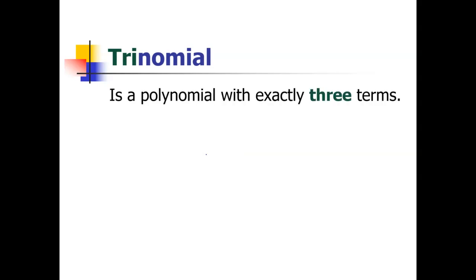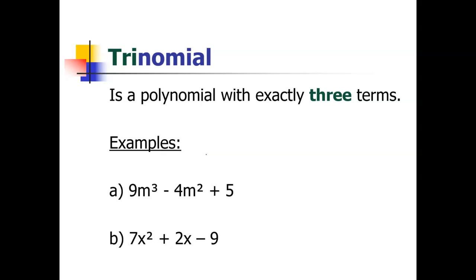Trinomial. A polynomial which has exactly three terms can be called a trinomial. Examples: 9m cubed minus 4m squared plus 5, and 7x squared plus 2x minus 9. They both are trinomials. Now, whatever we have learned in this slide, I'm going to combine and put in one slide so we can answer better.